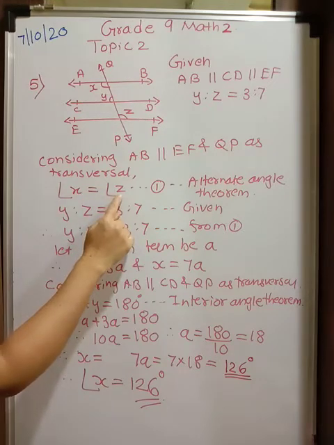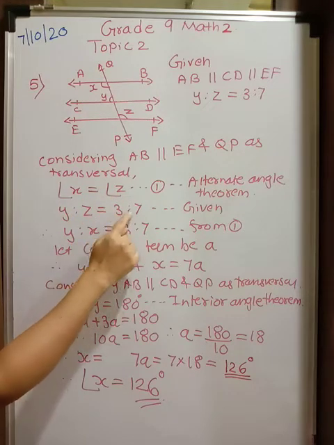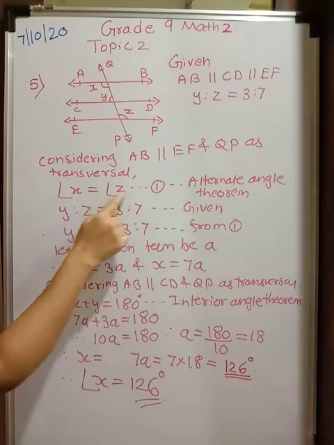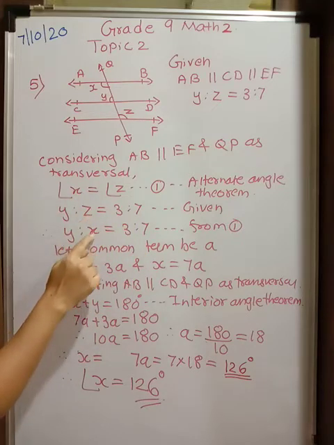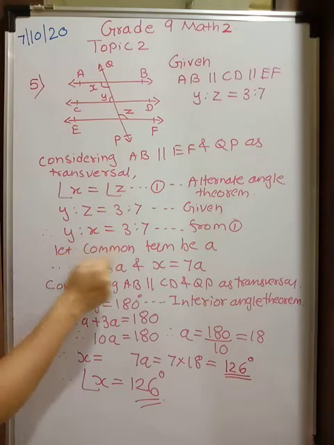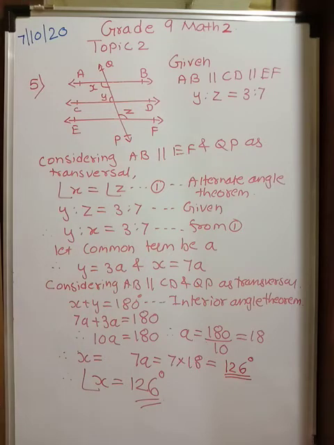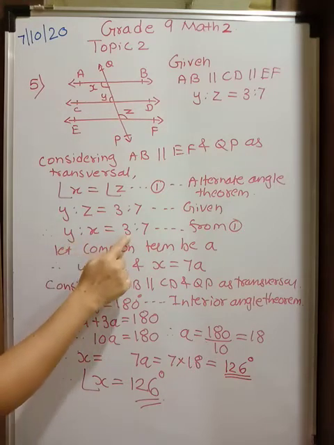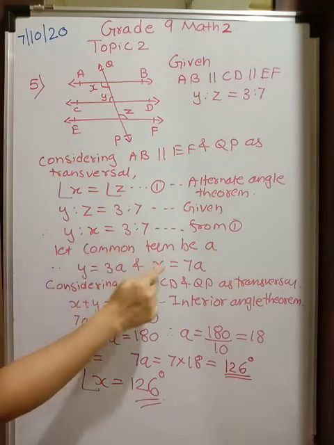Now they have given the ratio that y is to z is equal to 3 is to 7. But z is equal to x. So instead of z I have written x. So y is to x is also 3 is to 7. Now this is the ratio given. So let the common term be equal to a, and therefore y becomes 3a and x becomes 7a.